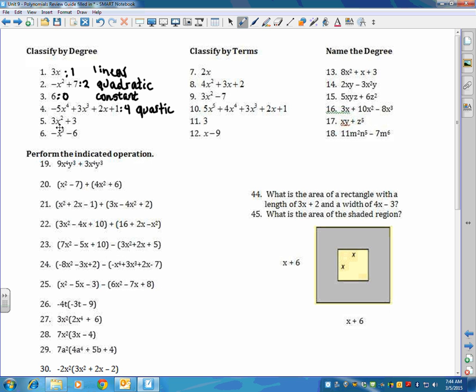Okay, here, again, the highest power is 2, and we only have x's, so our degree is 2. And that would mean we have a quadratic again. And here we only have an x, and the power is 3, so our degree is 3, and that would be called a cubic.